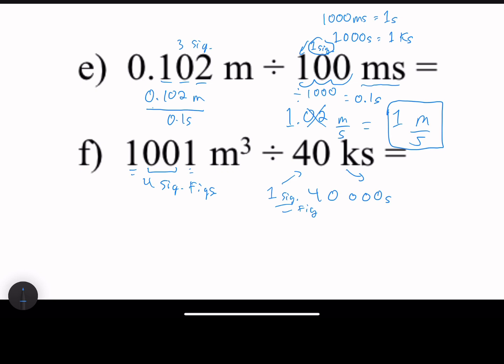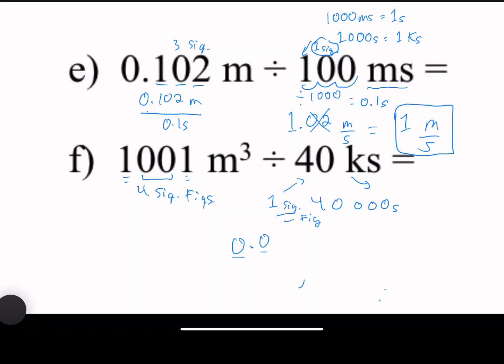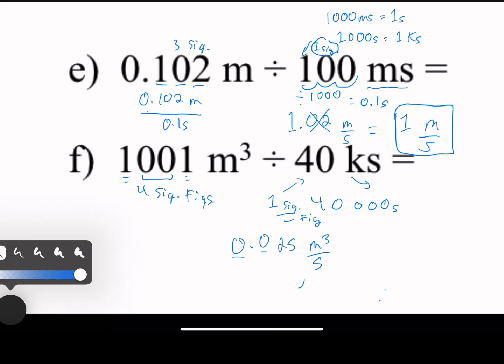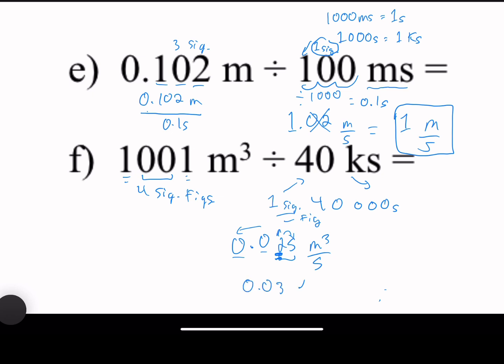And so when we put this in our calculator and we divide it, we end up getting 0.025 meters cubed per second. Now, this gives us 2 significant digits, as the zeros here to the left are not significant, but we only want 1. So we're going to go to this number, and based on the fact that there's a 5 right next to it, we're going to round this number up. So it's going to be 0.03 meters cubed per second.